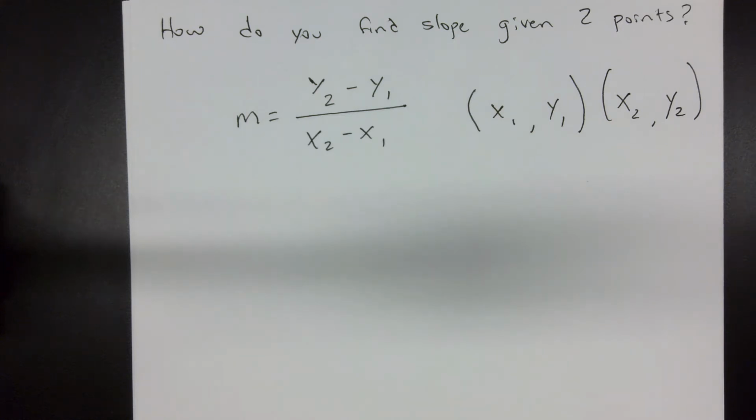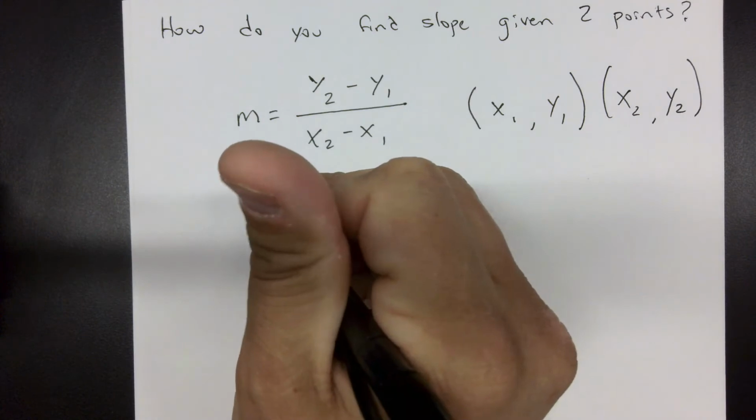Okay, so this is how we find slope. If they give you 2 points and they say, what's the slope of this line? This is how you would find it, using this formula. m equals y2 minus y1 over x2 minus x1. Okay, this is what we're going to do.